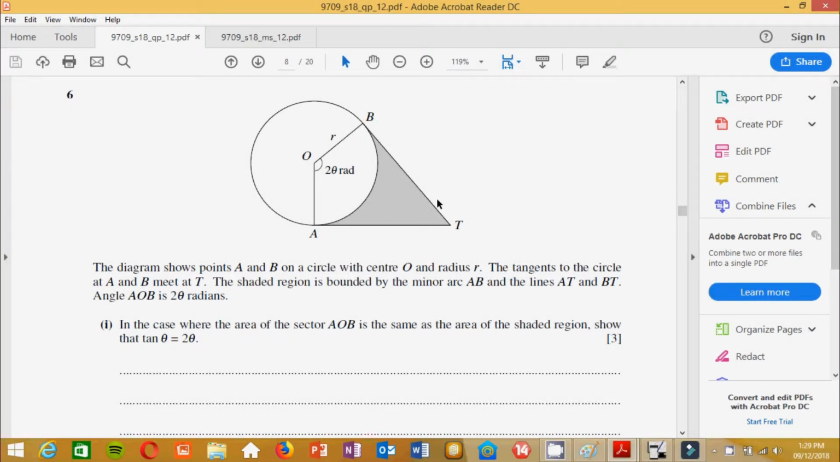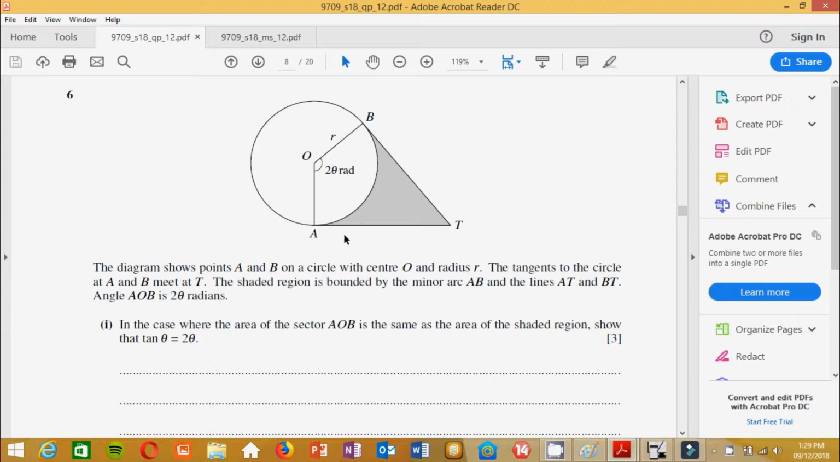Hello and welcome to today's video in which we're going to be looking at a second example on circular measure. We're going to be looking at question 6. Again, this is a Cambridge A-Level past paper, May-June 2018, paper 12. The diagram shows points A and B on a circle with center O and radius R.